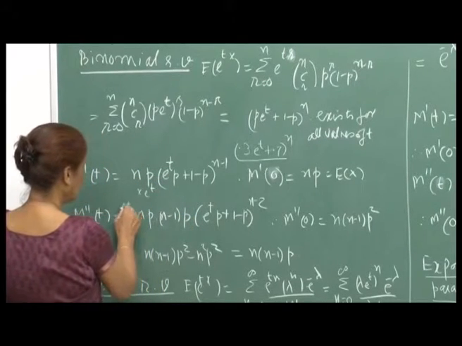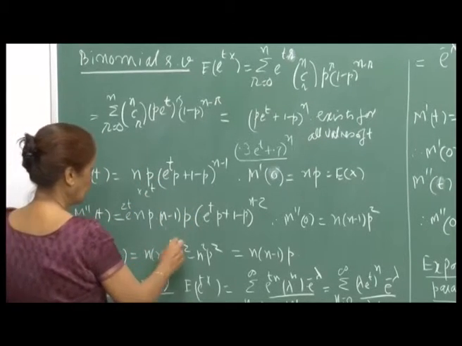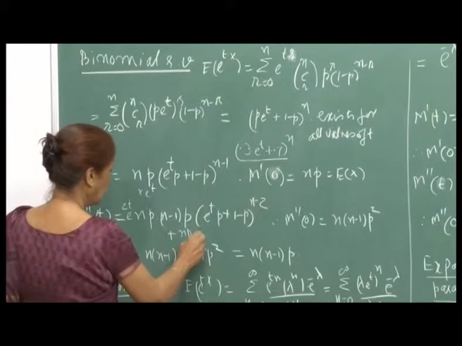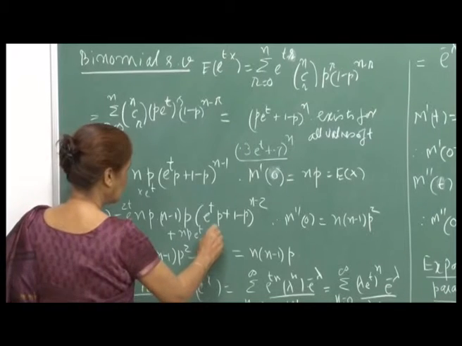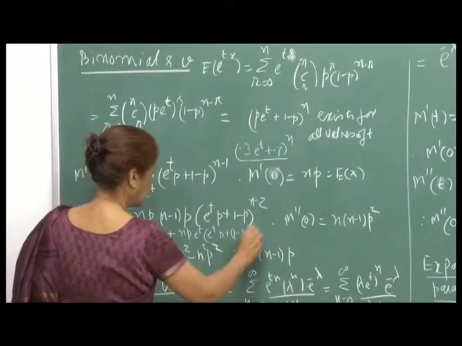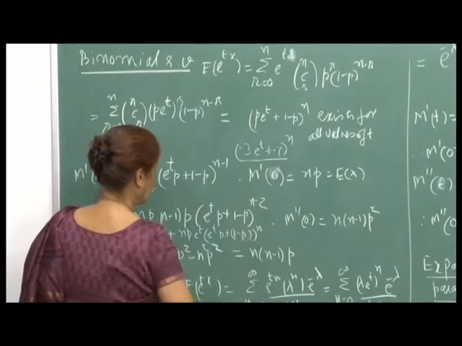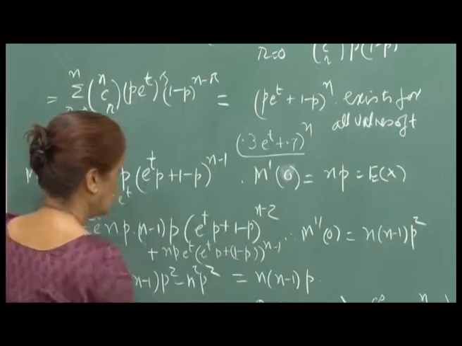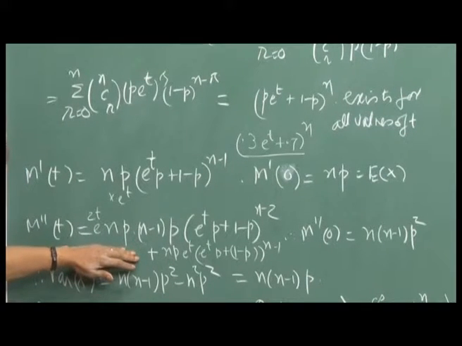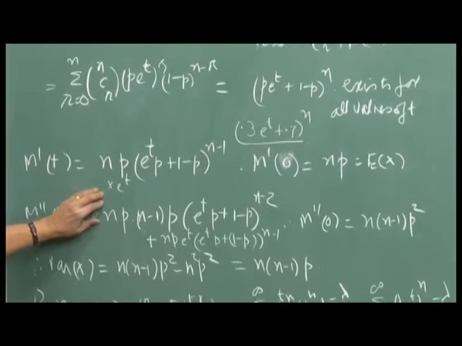So, e raised to 2t, because there was an e raised to t, plus you will have to take the derivative of this, which will be n p e raised to t, e raised to t p plus 1 minus p, and this whole thing raised to n minus 1. Right. In any case, when you compute this at the value t equal to 0, then this becomes 1.